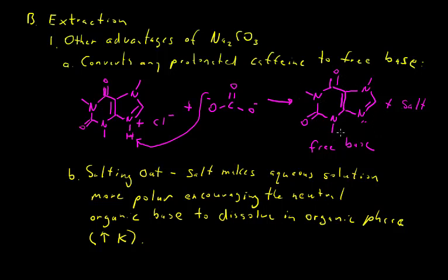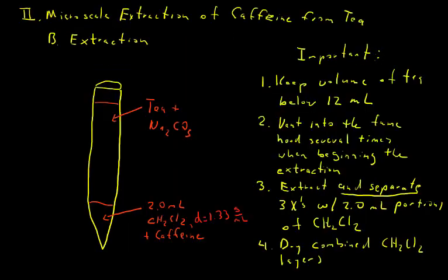So adding salt to an aqueous layer in an extraction will tend to make the organic compounds want to leave into the organic phase. Again, we're increasing the partition coefficient by the salting out process. So that's another advantage of adding salts like sodium carbonate, in addition to its basic properties, to these aqueous phases and extractions. I'll conclude with some specific comments about our microscale extraction procedure.